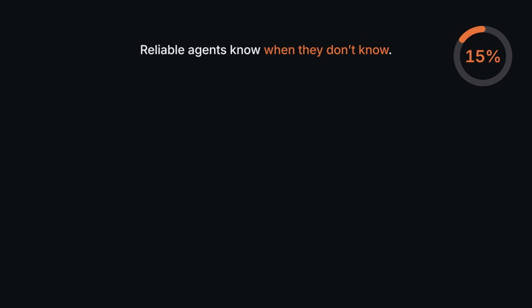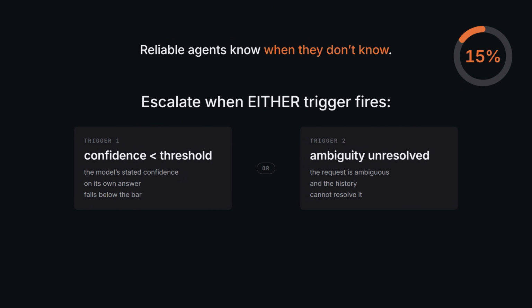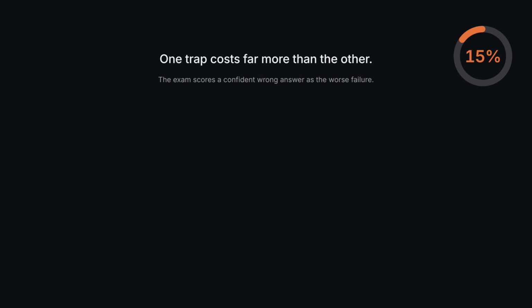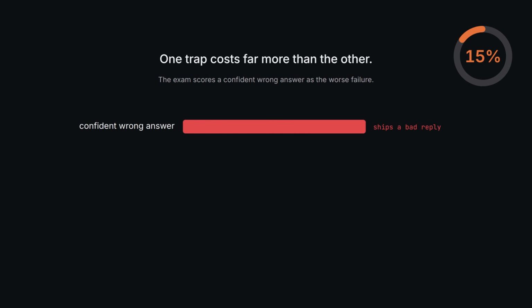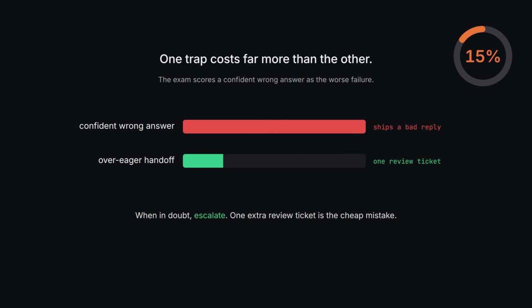Concept 3. Escalation. Reliable agents have to know when they do not know. The exam treats an agent that confidently answers a question it should have escalated as a worse failure than an agent that escalates a little too eagerly. The first ships bad answers to customers. The second just costs you a few extra human review tickets, and that is a trade you take all day.